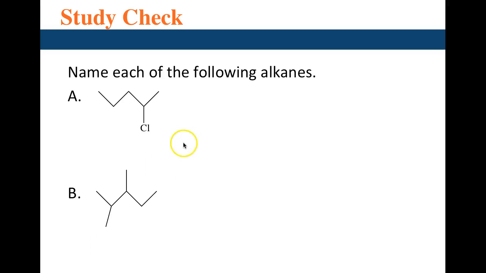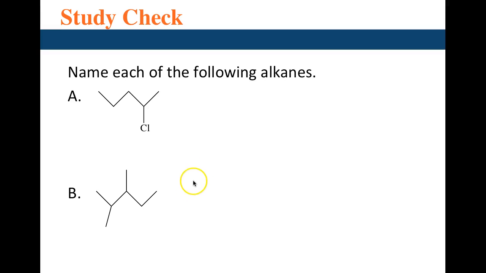So name each of the following alkanes. All right, so you want to give it the smallest location. So count up the number of carbons: 1, 2, 3, 4, and 5. So pentane.